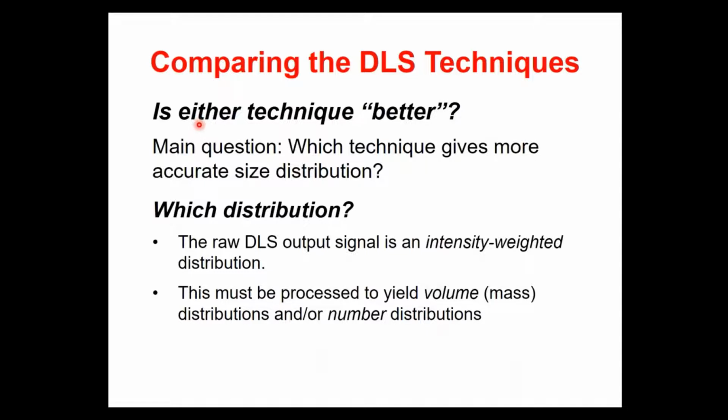So the question is, is either technique better? To define better, we have to say, well, which technique is likely to give us a more accurate final size distribution over a wider range of sample types? And for that, we have to consider, well, what distribution are you really talking about? It should be noted that the raw DLS output is what's known as an intensity-weighted distribution. Typically, we are interested in knowing where the particle volume or mass resides in our sample. That's a volume distribution, or how many particles reside in each given size range or size channel, a number distribution.